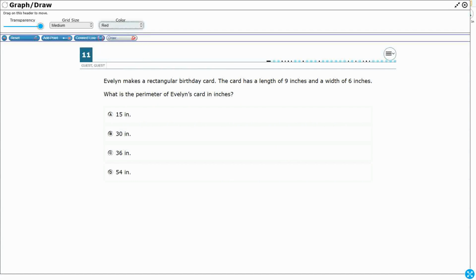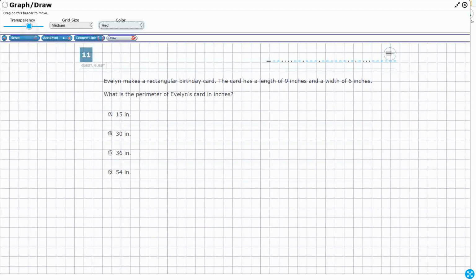So we have a rectangular birthday card. The card has a length of 9 inches and a width of 6 inches. We need to find the perimeter. Now, we can solve this without a picture, but we do have this graphing feature, so I'm actually going to put the lines back on here.